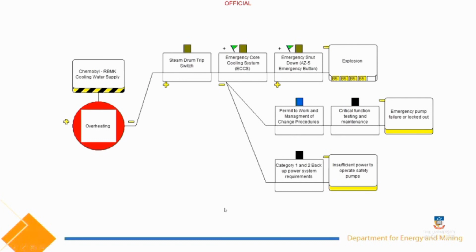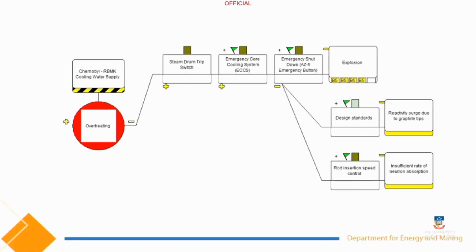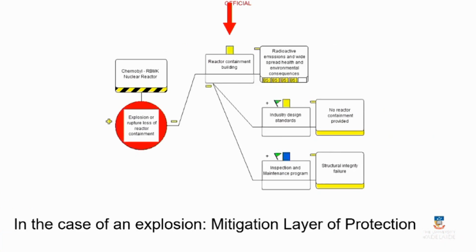The emergency water cooling system, as I explained earlier, this is again a way of representing on a bow tie, looking at the prevention of an explosion. These pumps were actually locked out. And finally, the AZ button, which I spoke about earlier.